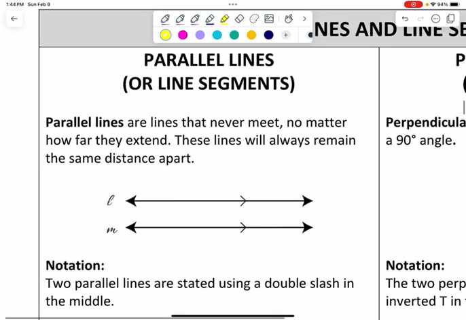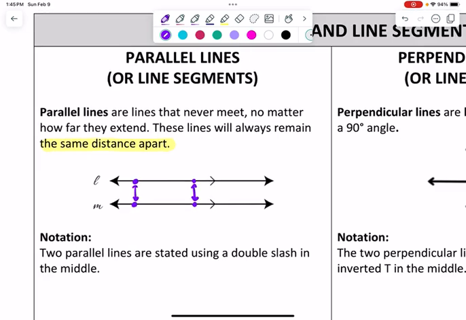Now, parallel lines or line segments, you could have either, are lines or line segments that never meet. If I drew those lines and continued with the arrows and drew them on forever and ever and ever, they would never touch. In fact, they would always remain the same distance apart. So if I had 2 points on my line and I measured that distance, and I found 2 other points and I measured that distance, well, that distance would always stay the same. They never get a little bit closer. They never get a little bit further. They're always equidistant, or the same distance apart.